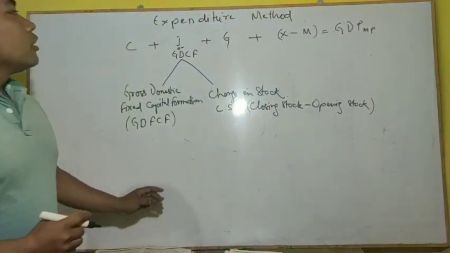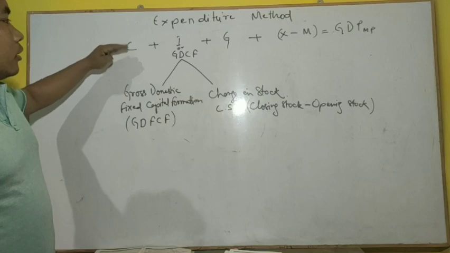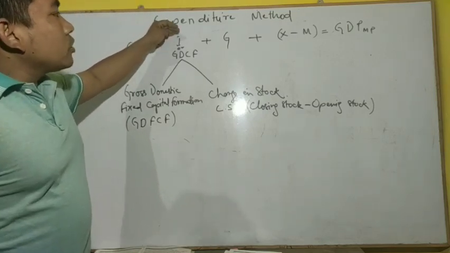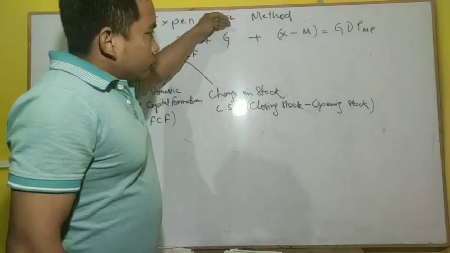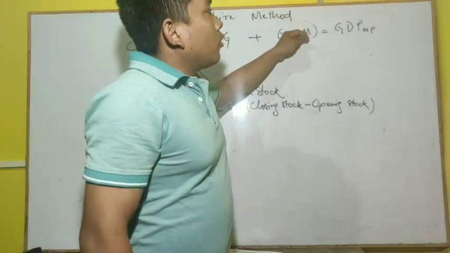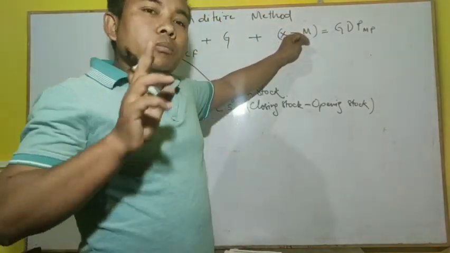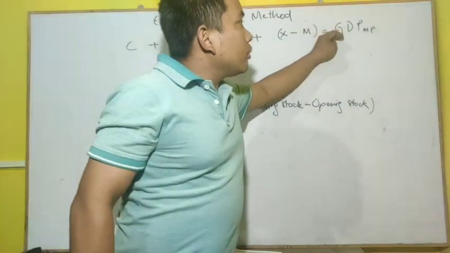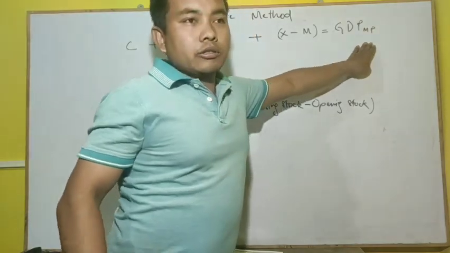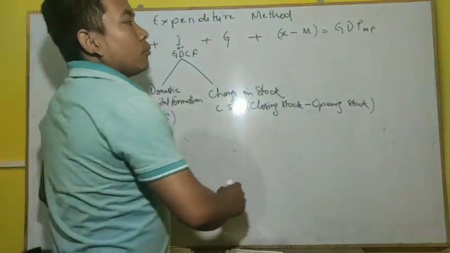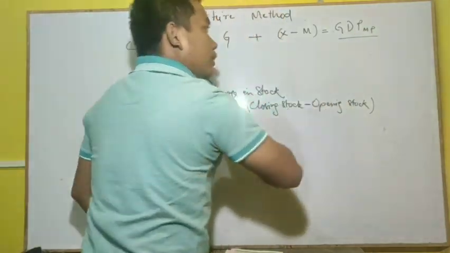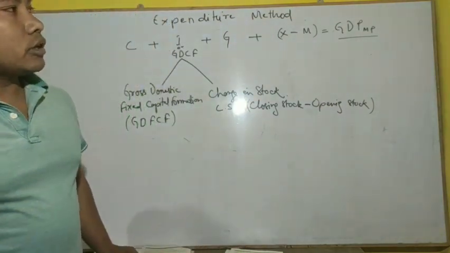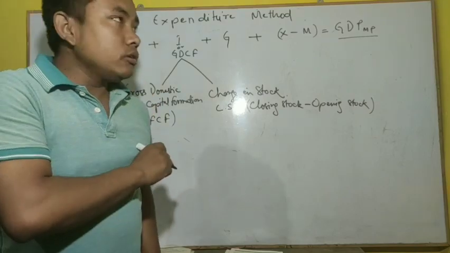Let me repeat. If you are able to add up private final consumption expenditure, investment expenditure, government final consumption expenditure and net export, then we will get one value of national income, that is gross domestic product at market price. In my earlier class, we have already finished the different values of national income. If you have not understood the different values of national income, please watch my first video.